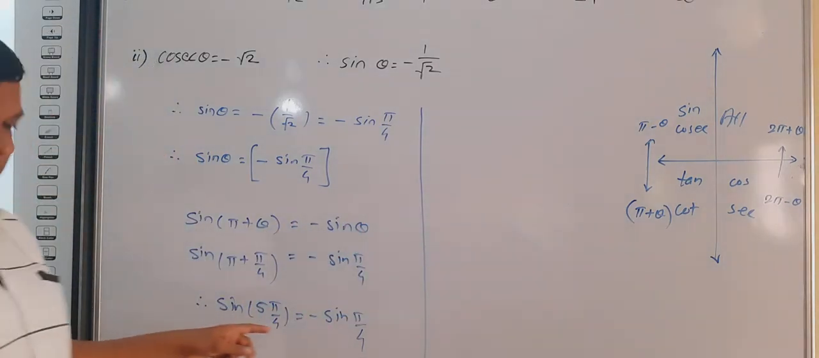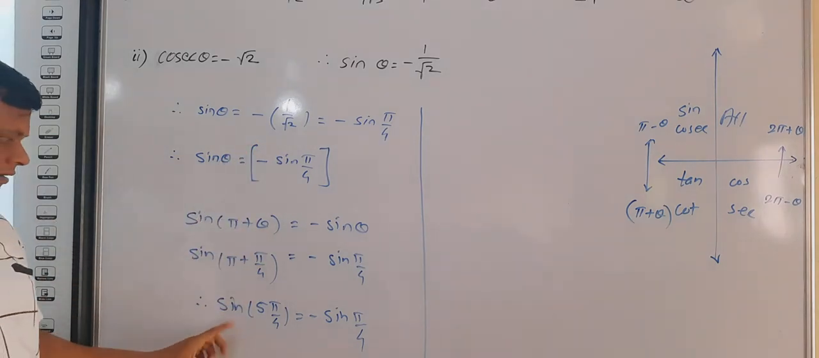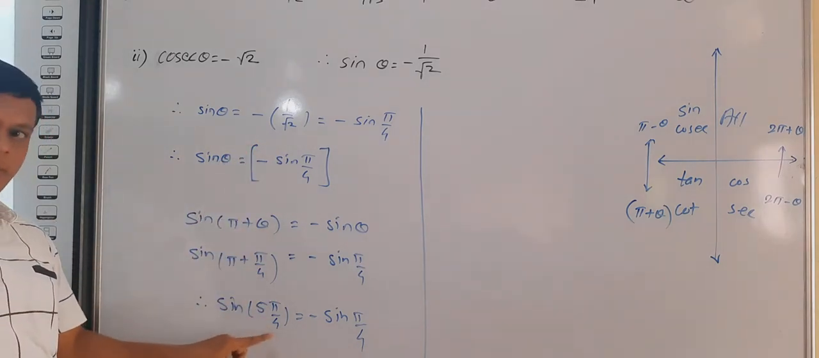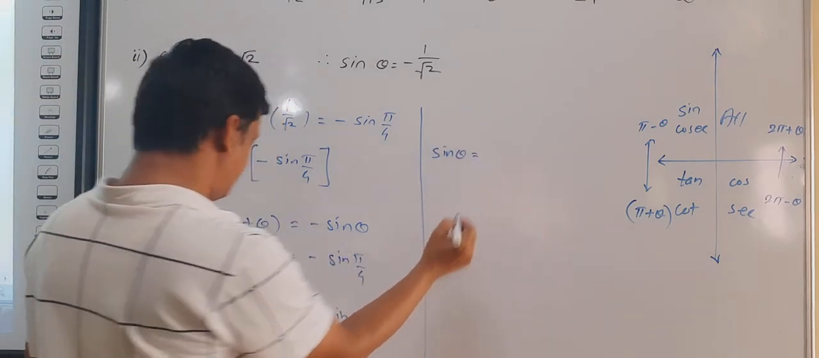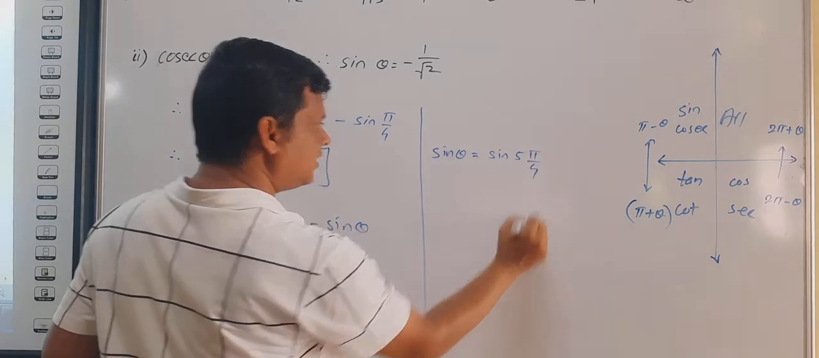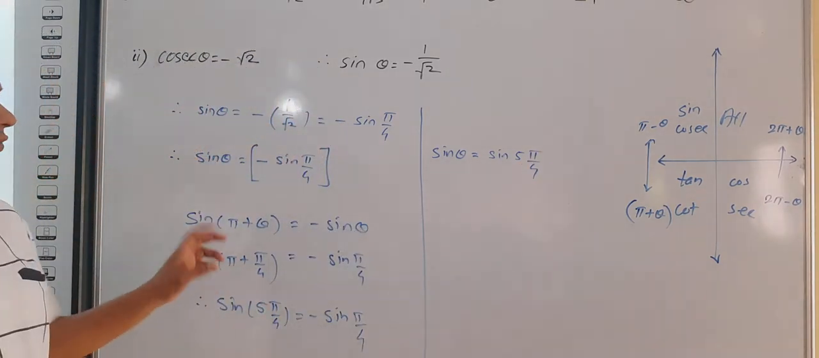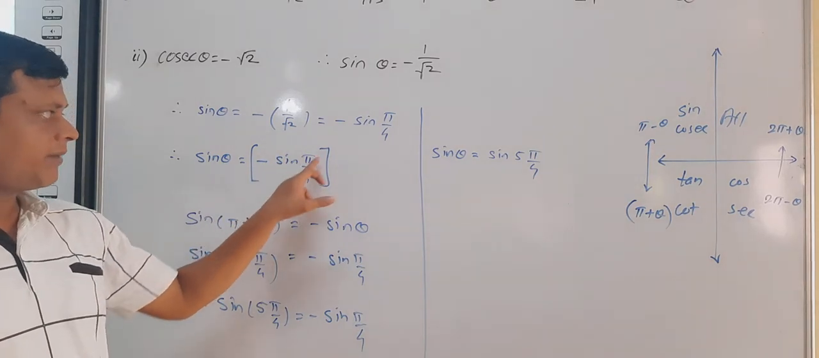So we replace here minus sin pi by 4 by sin 5 pi by 4. So from this, sin theta is equal to sin 5 pi by 4. That means we have to find the general solution for sin theta equals minus sin pi by 4.